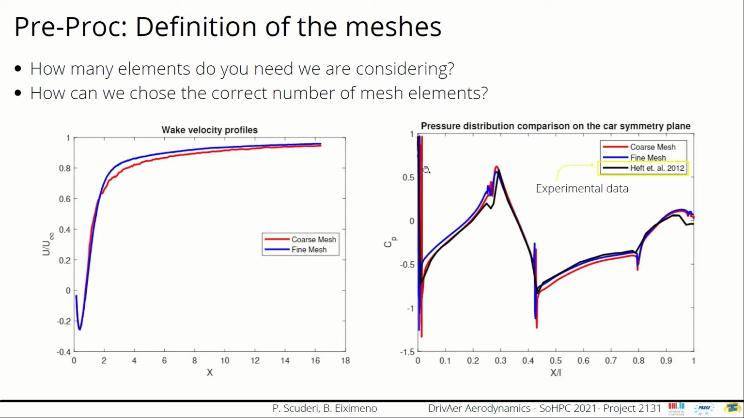However, when analyzing the pressure data on the symmetry plane of the car, we could see that both meshes converge a lot to the experimental data, which meant that our model was robust.